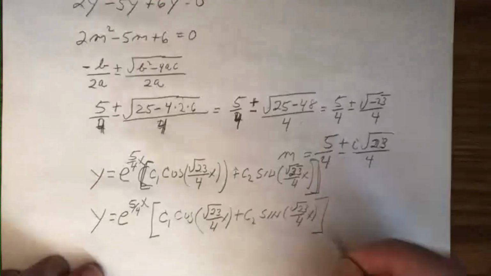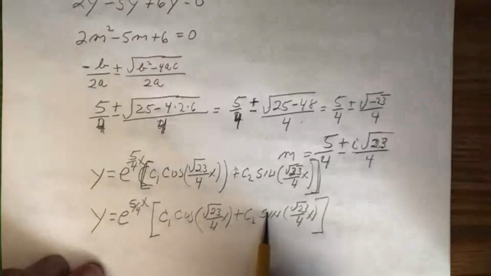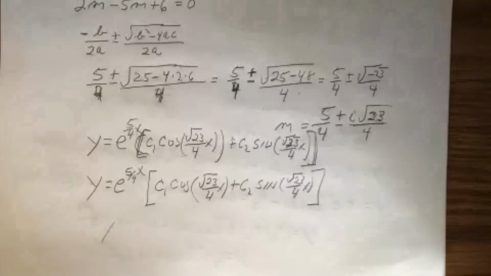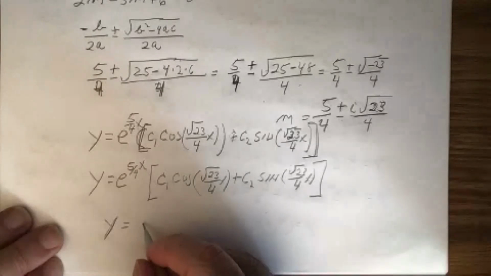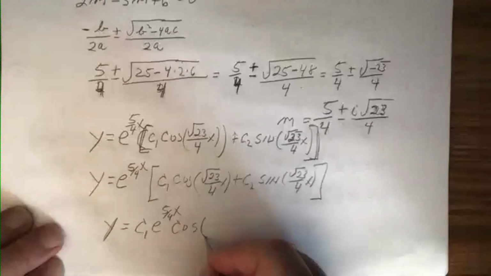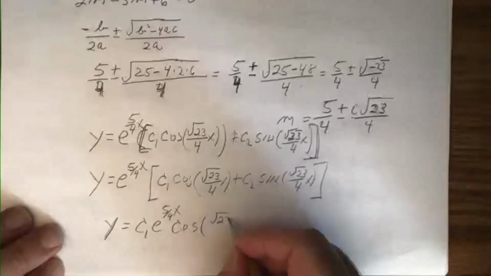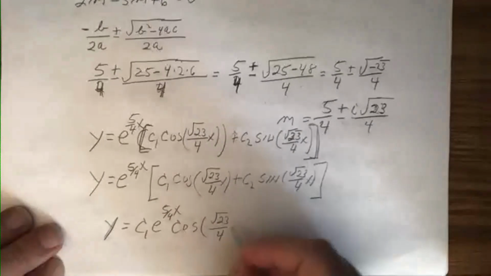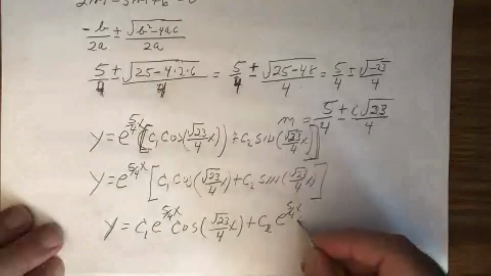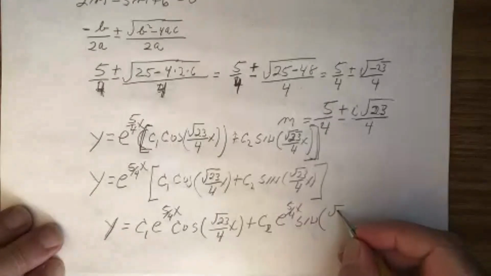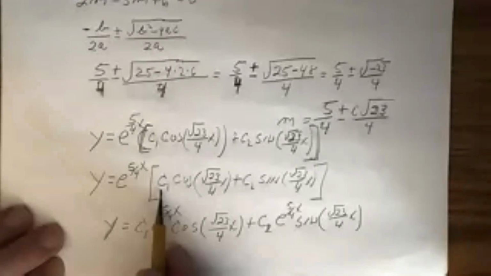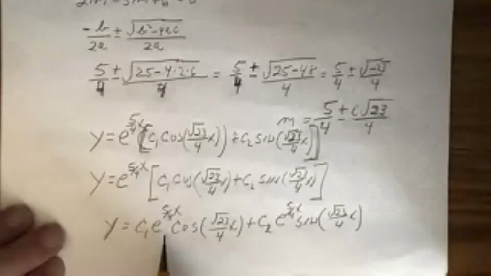So the exponential is times both. Or you can put the exponential in here. It's two different ways. I can also write it as C1 e to the 5 over 4 x. I just want to make it clear that the exponential is actually times both the sine and the cosine, so you can factor it out and write it like this, or you can write it like this.